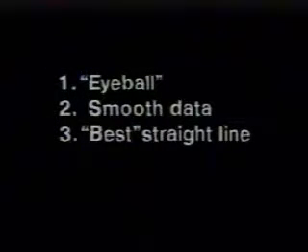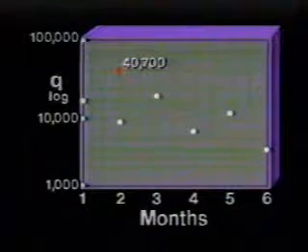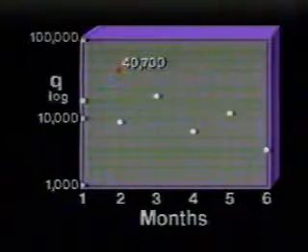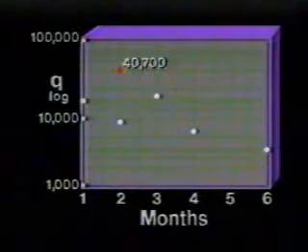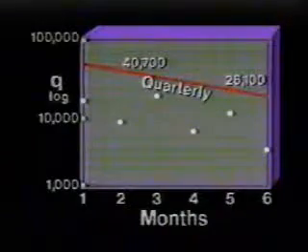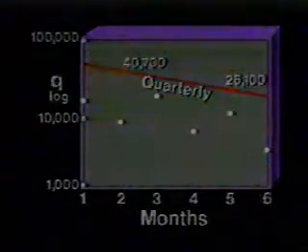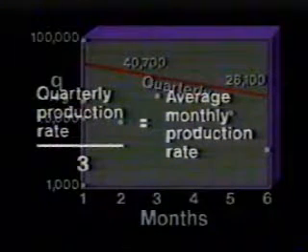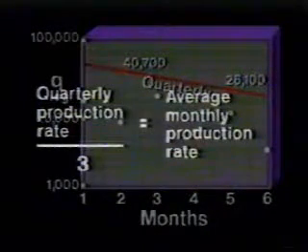Let's begin with the smoothing of data. One way of smoothing this data is to add the production for a 3-month period, that is quarterly, and then plot the 3-month production at the midpoint of the quarter. The plot point then for the first 3 months would be at the middle of the second month, and the plot point for the second quarter would be at the middle of the 5th month, and so on. The best straight line is then drawn through the points, and by dividing the quarterly production rate by 3 for any given month, we have an average value of the monthly production rate.